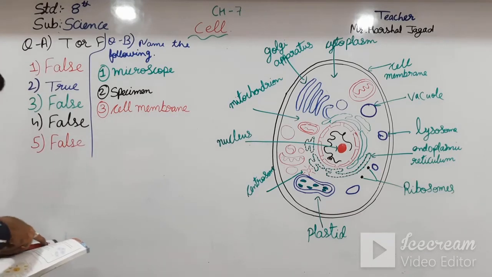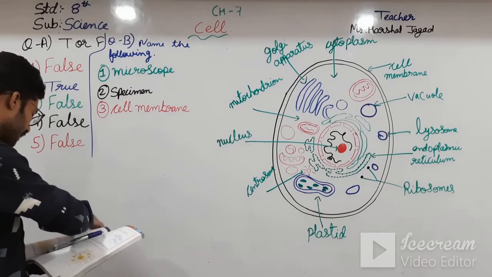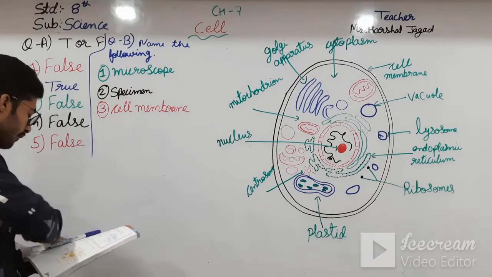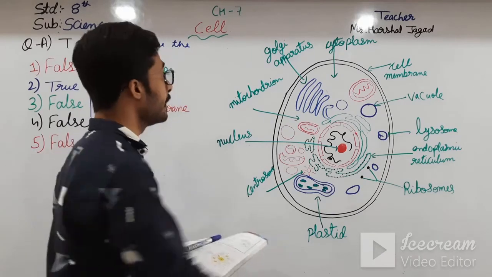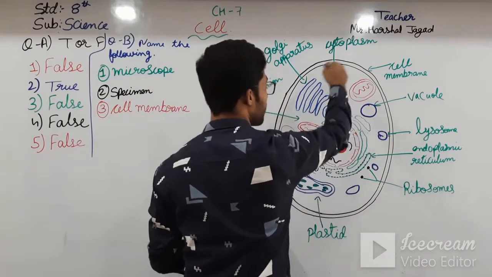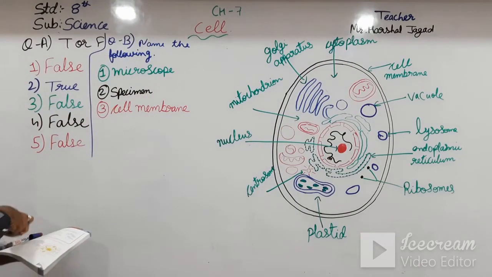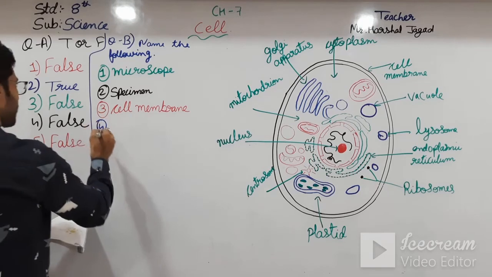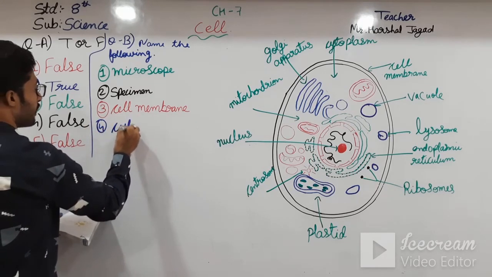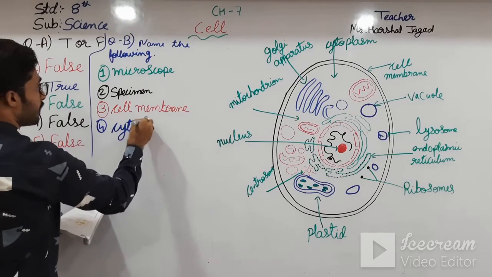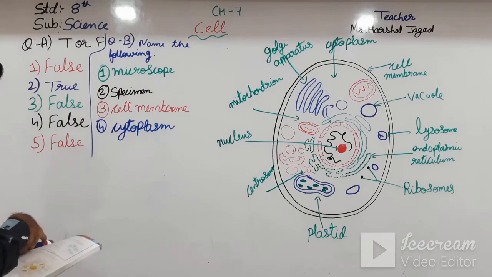Cell membrane. Moving further, the fourth one: a jelly-like fluid that is filled within the cell membrane, that is cytoplasm. What is it? Cytoplasm. Fourth one, that is cytoplasm.